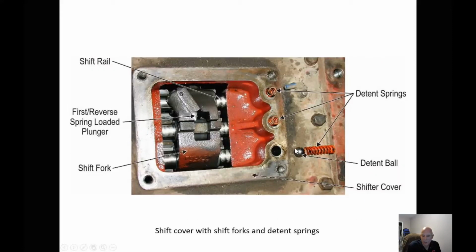The other thing, again, we talked about the detents and balls. Anytime we've moved the shift cover, make sure that these springs and balls stay in here. If we're doing any work, we can use a magnet to pull these little detent balls out. Make sure they don't drop inside, because if they do, we have to fish them out.